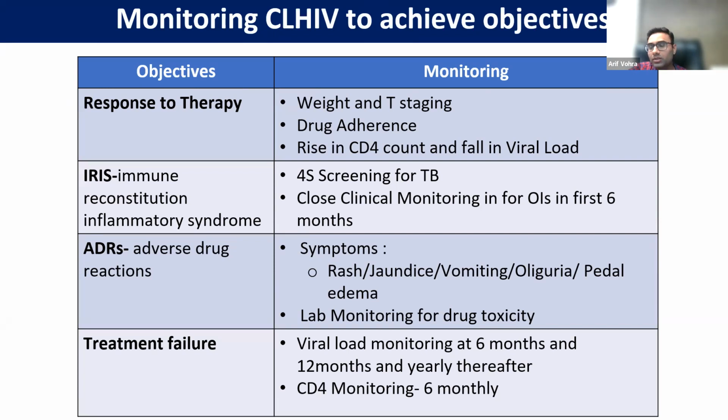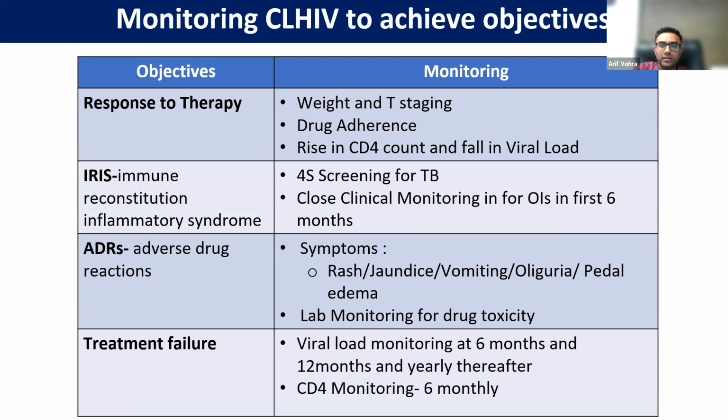Second, we have to check drug adherence. We had prescribed the drug to the child and the parents, and during the counseling or conversation with the child, we also need to check the drug adherence. Third is the rise in CD4 count and fall in the viral load. Later we'll discuss how often we monitor the CD4 count and viral load in the subsequent slides. But to see the response to therapy, we look at the anthropometric parameters, drug adherence, and CD4 count and viral load.